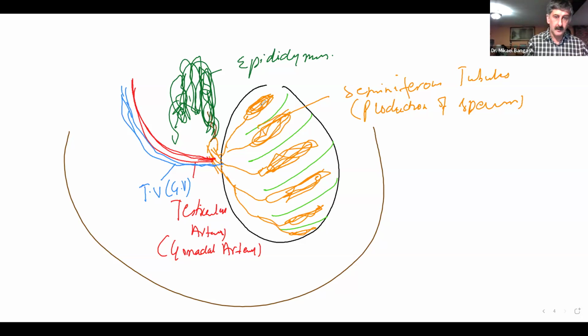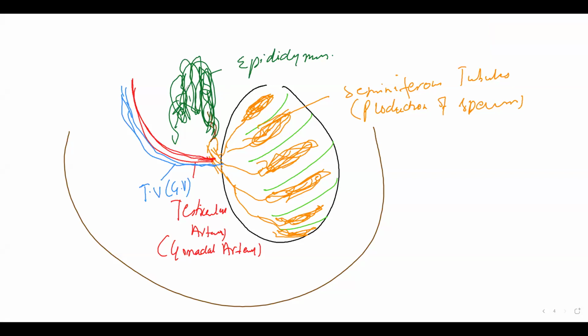All these seminiferous tubules, that's the tubular network inside the testes where the actual production of sperm occurs. When they meet together in the scrotum, they form a network which is going to be called the epididymis. Okay, thank you.